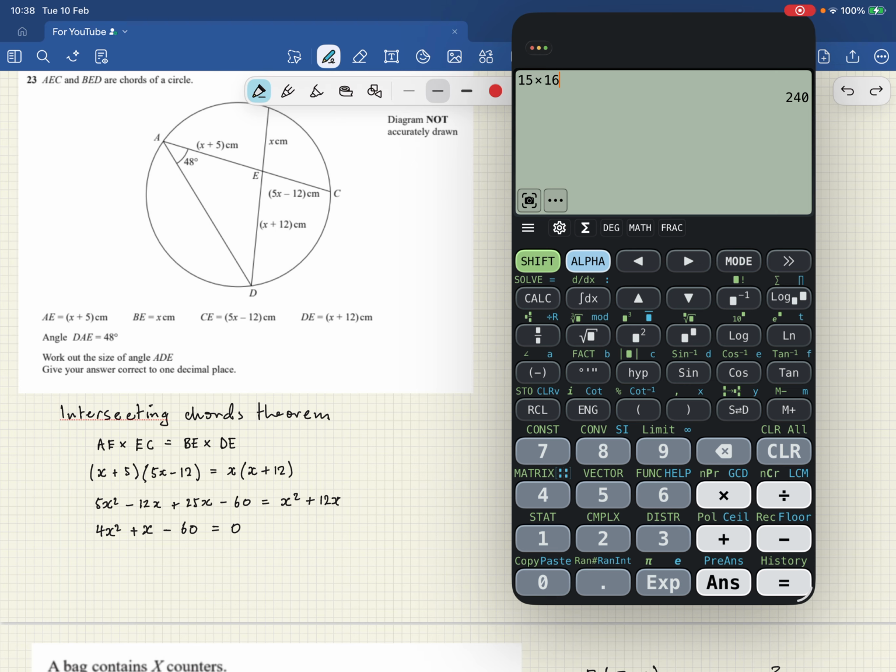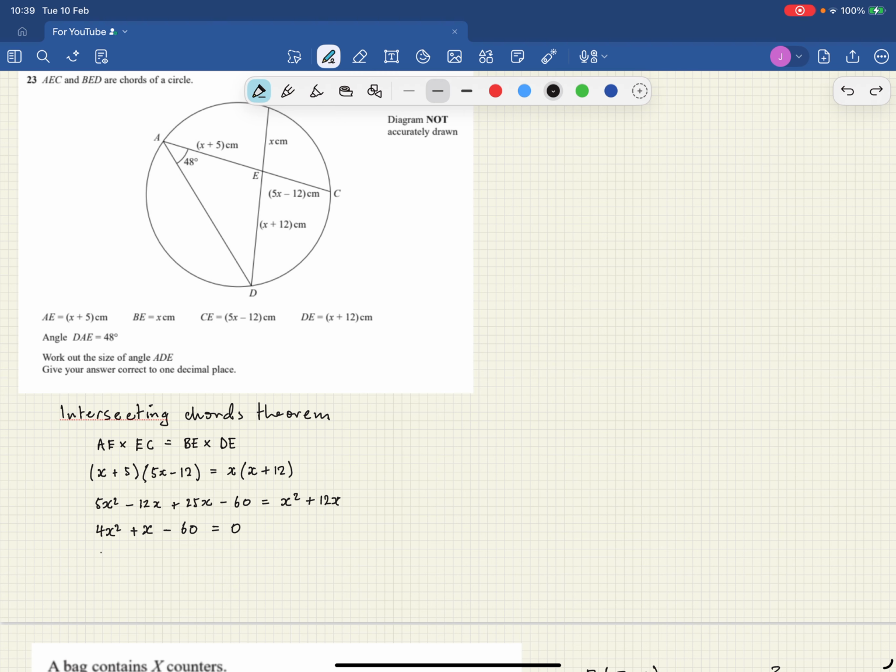So I need either minus 15 times 16, or 15 times minus 16. And I've got to use the one that's going to give me, when I add them together, plus 1. So that means minus 15 and plus 16. So I can split this middle term. 4x squared, what did I say? Minus 15x plus 16x, that still gives me just x, minus 60 equals 0.